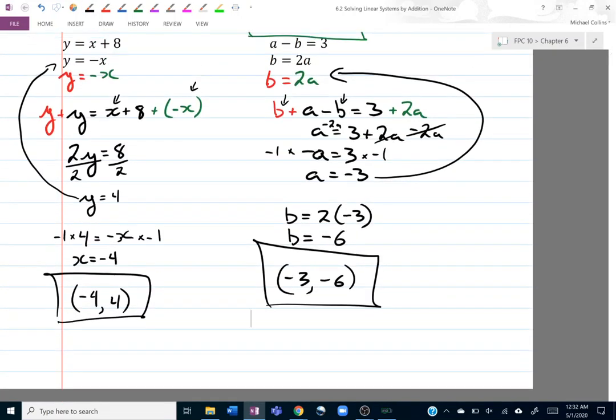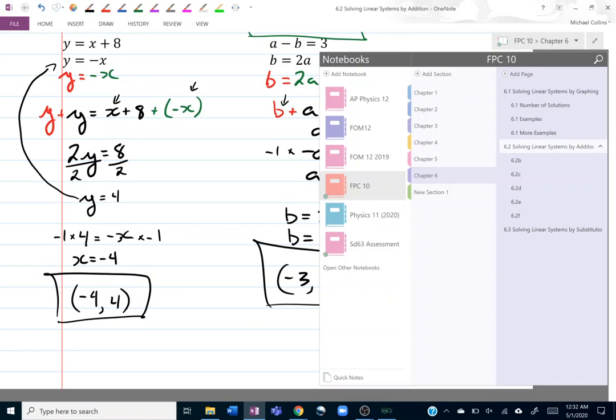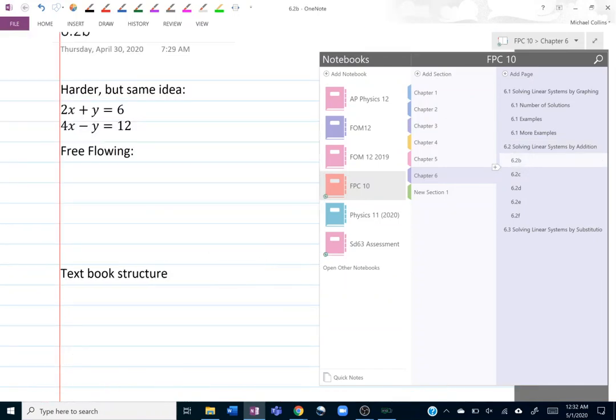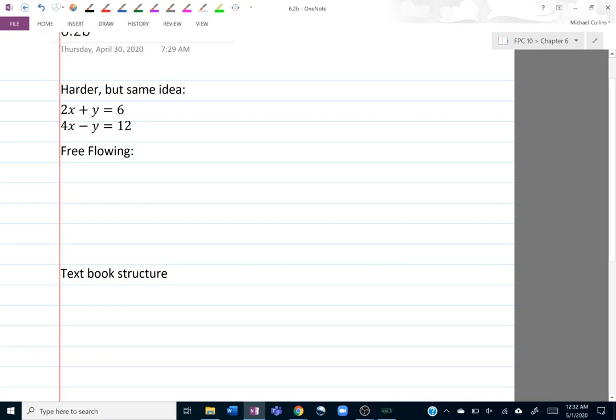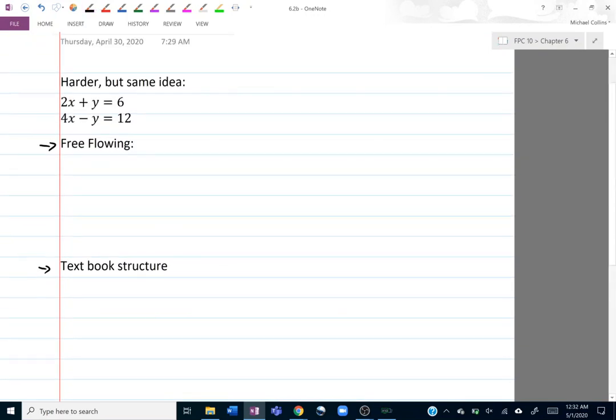So let's take a look at a few examples that are going to be a bit more like the ones that you guys are going to do. So this is a little bit harder, but it is the same idea. So this is my free-flowing way, which is what I've been doing, and then I'm going to show you the textbook structure and how they've done it. And then I think I want to do a double check, so I'm going to remind myself to do that here, a double check. And then we're going to go back up and start that question. 2x plus y is equal to 6. 4x minus y is equal to 12.